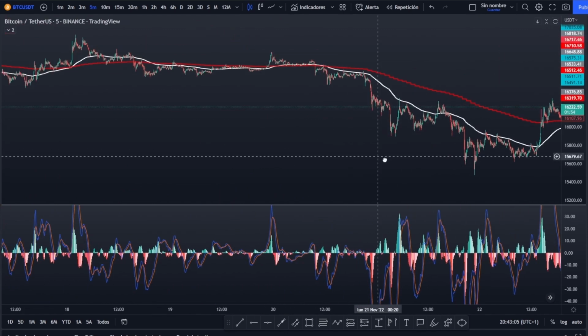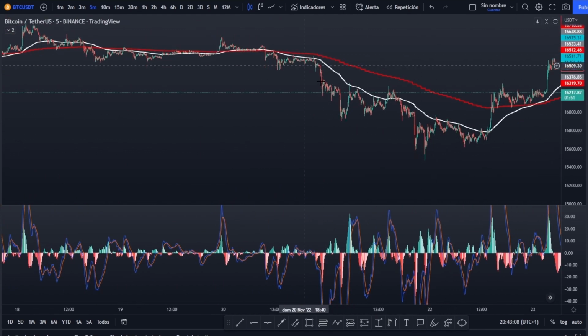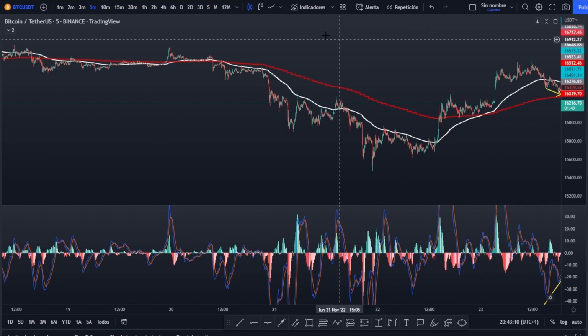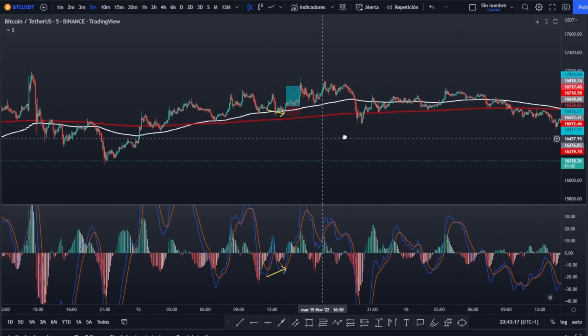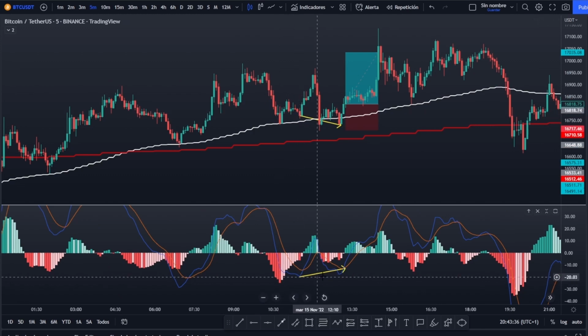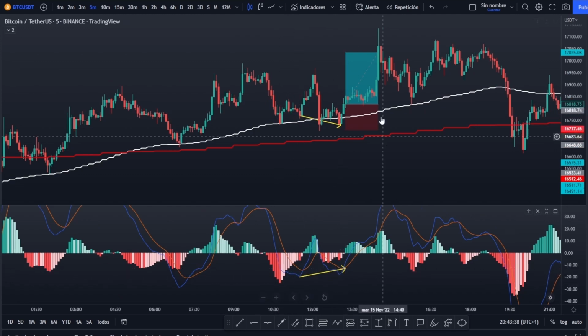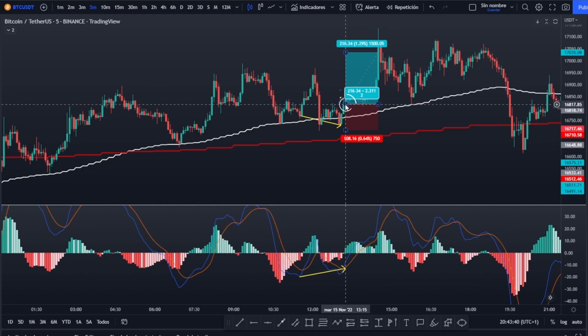If we continue a little to the left, as you can see in this area, we should look for shorts because the price is below average. We don't have an entry opportunity. But if we go a little further back again, it marks that divergence in the MACD and shows us the entry just at this point.